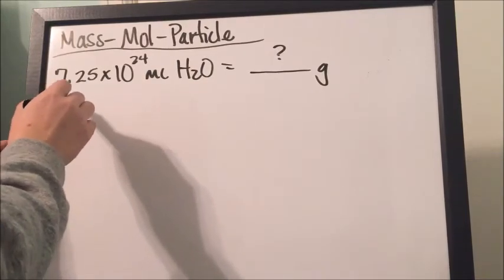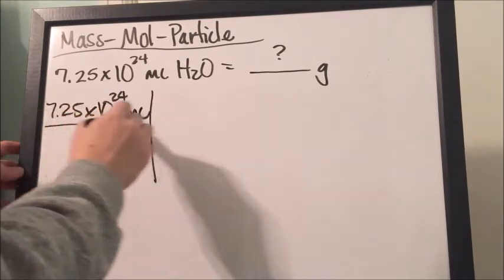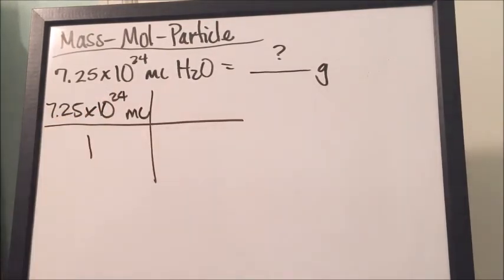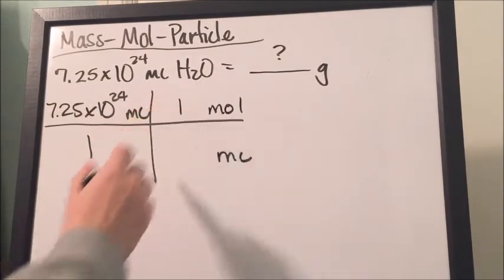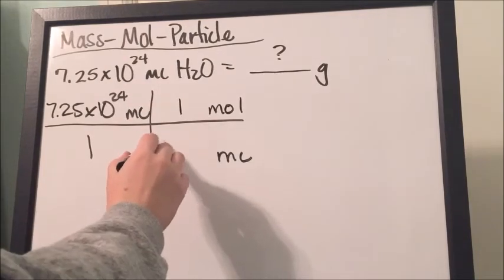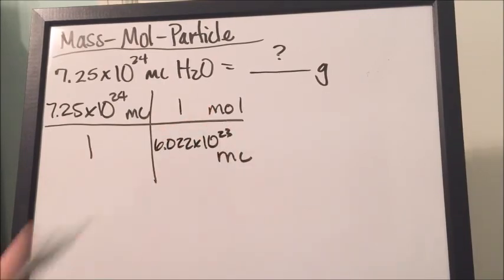So particles to moles. I write down my number. I can put it over 1. Molecules to moles. Again, using the trick, 1 mole. In 1 mole, there are 6.022 times 10 to the 23rd molecules.